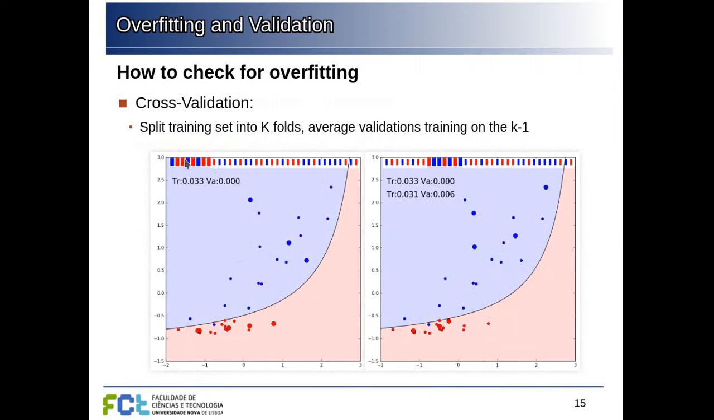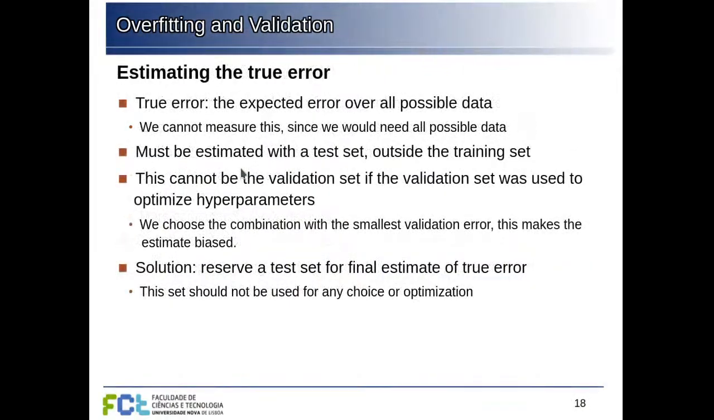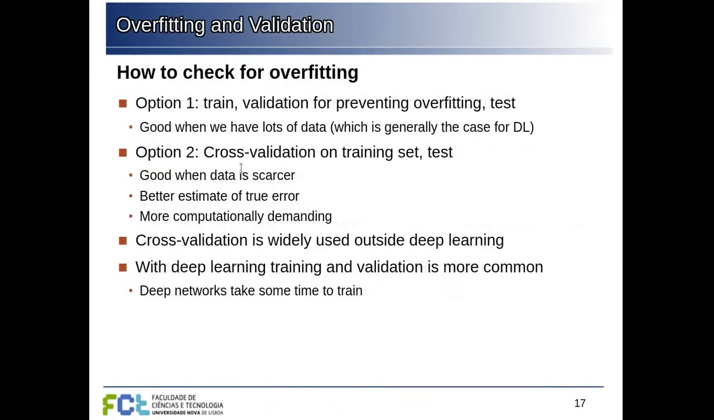We have a set of points for validation, a set of points for training, and we look at how training is going in the training set and the validation set. So this way we can estimate how well our model is being trained and how serious the overfitting problem is in each particular case.